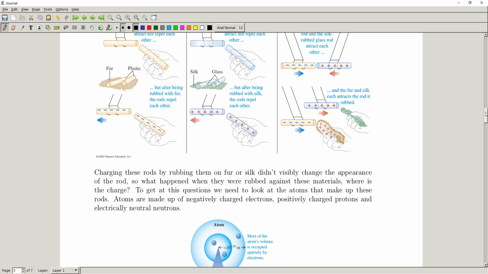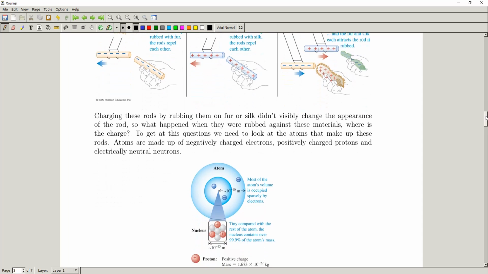So what's really going on? Why are these rods getting charged, and what's actually happening under the surface here that we don't see, that's causing these things to attract and to repel each other, right? Well, to get at this question, we need to look at atoms and how they're made up, and to look at the atoms that make up these rods, we're going to take a look at this schematic diagram.